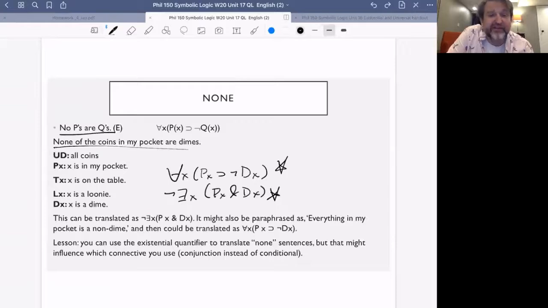But the important thing to take away from this is that you can use the existential quantifier to translate none sentences, but that will influence the connective that you use. So if you use the existential quantifier, you will be using, again, a conjunction symbol. If you use the universal quantifier, you will be using a conditional.